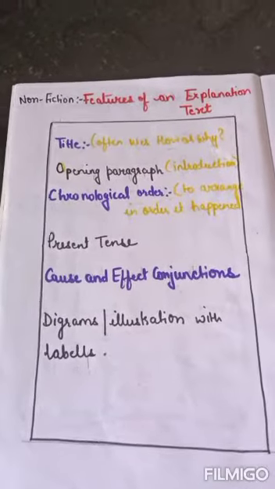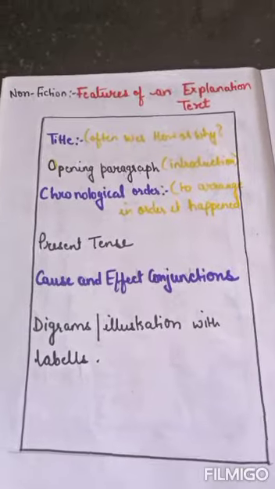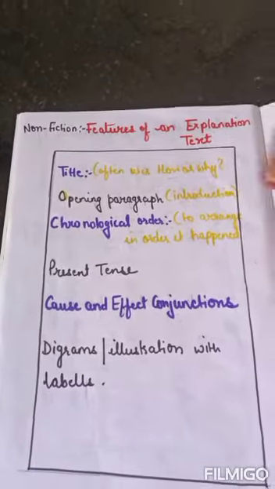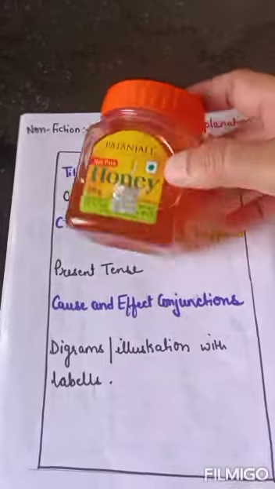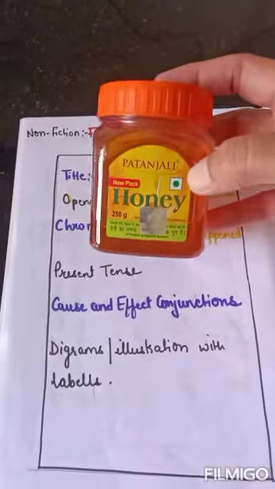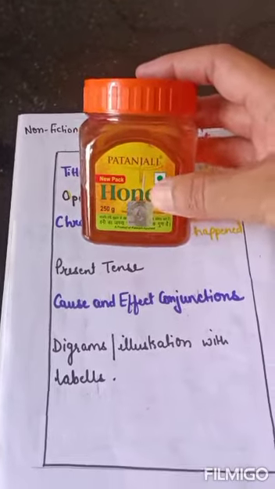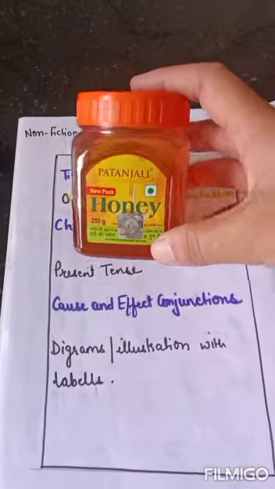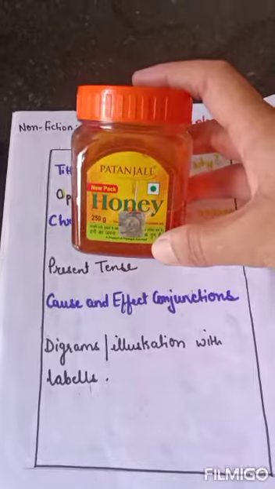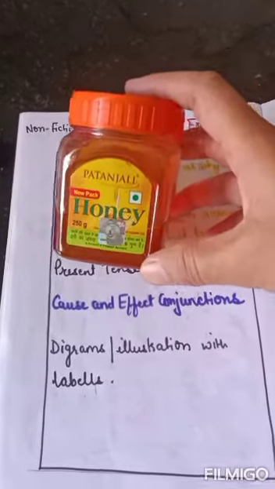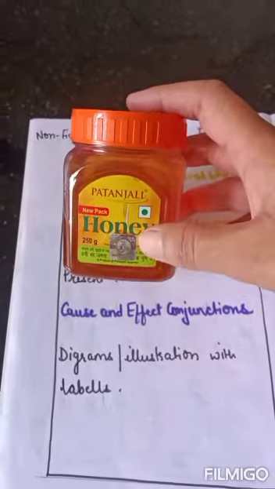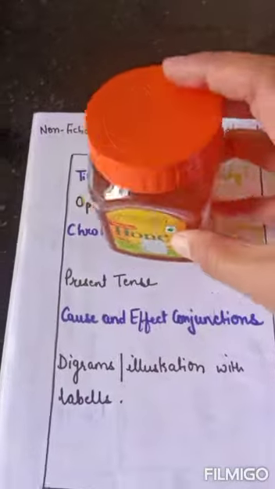Okay, so let's try to get an answer to the question, how do bees make honey? This is a jar full of honey, right? And I want to understand, how do bees make honey? So let's read the text which explains to us how bees make honey. Alright?